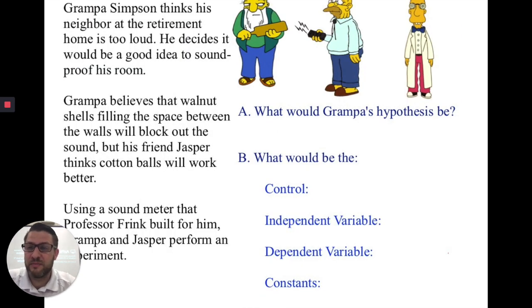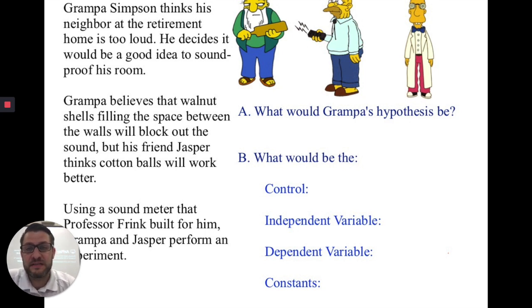Grandpa Simpson thinks his neighbor at the retirement home is too loud. He decides it would be a good idea to soundproof his room. Grandpa believes that walnut shells filling the space between the walls will block out the sound, but his friend Jasper thinks that cotton balls will work better. Using a sound meter that Professor Frink built for him, Grandpa and Jasper perform an experiment.